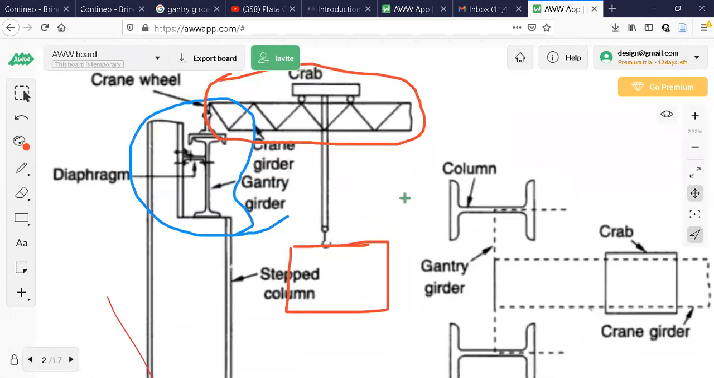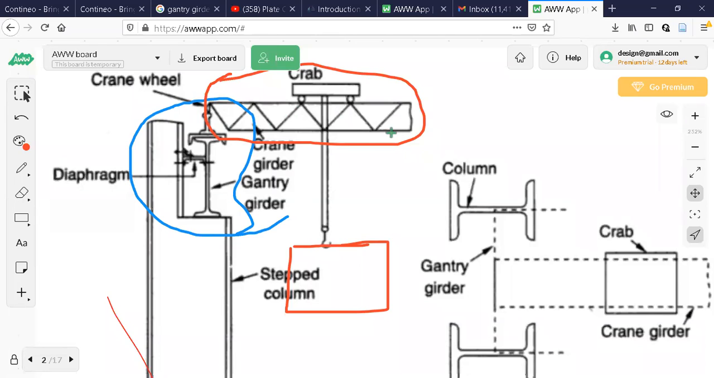Now you look at this diagram like this. There is a gantry girder which is running perpendicular to the screen. This gantry girder profile is one I section and one channel section. On this gantry girder, crane girder is resting like this. So it moves. The direction of motion of this crane girder is along the length of the gantry girder.